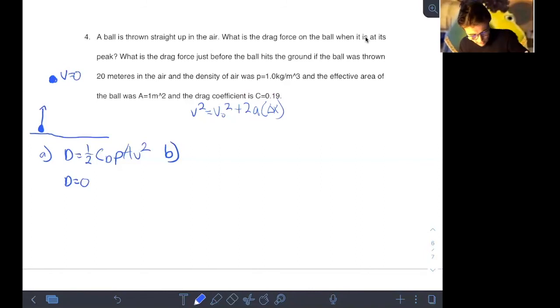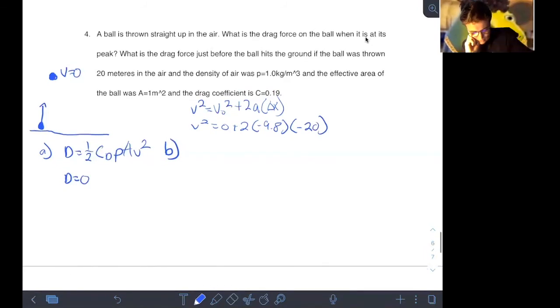Okay, so when we plug in our variables, v squared equals 0 plus 2 times negative 9.8. And then our displacement here, if we define our axes right, will be negative, right? Because we're going towards the Earth. So let's say our displacement is negative 20 meters. So then when we calculate this all out, we'll get a final velocity of, what did I get?